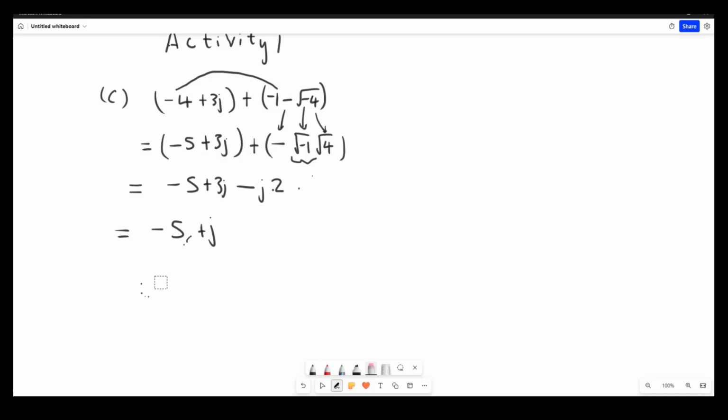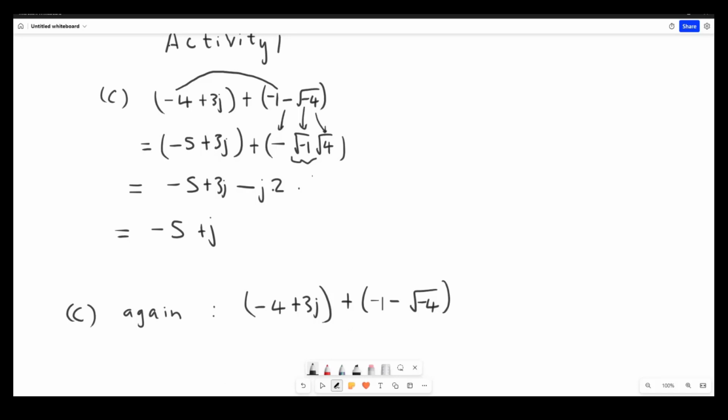Okay, so guys, let's just go back to C again. Let me start slowly. So we do that again. They asked us to add these two complex numbers, -4 plus 3j, and -1 minus the square root of -4.